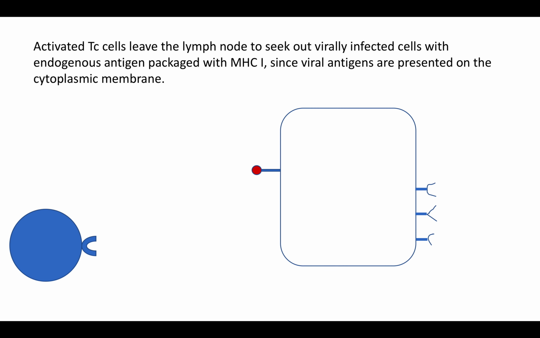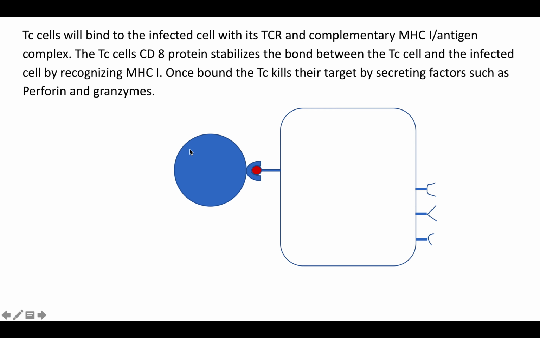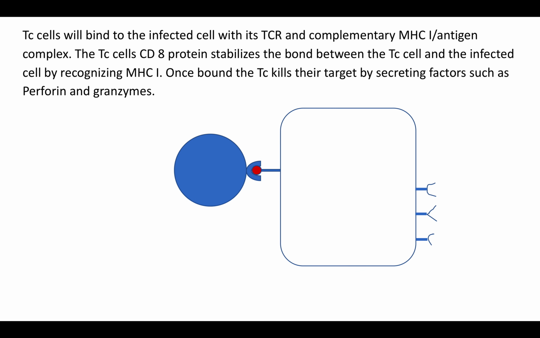Activated cytotoxic T cells leave the lymph node and seek out virally infected cells with endogenous antigen packaged with MHC1. This is the cell from one of the first slides in the description of cell-mediated immune response. So this cytotoxic T cell finds this infected cell, and once it binds, it has its CD8 protein that stabilizes the bond between these two cells.